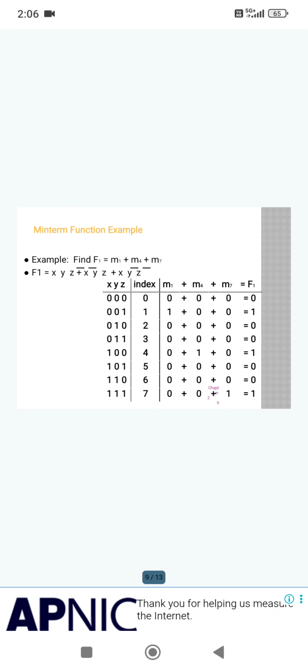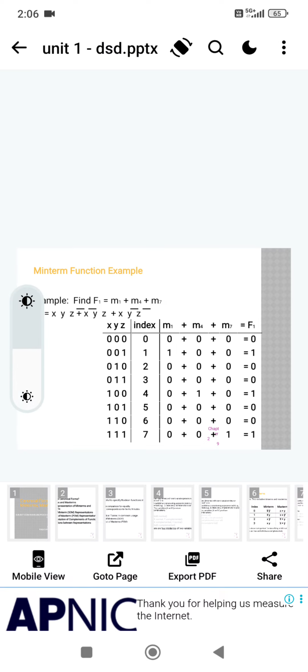Okay, for m1, this value is 0 0 0, so f is equal to 0. 0 0 1 means the first position is represented as 1, so m1 is 1 and the remaining are 0. The value is 1. Again they give 0 1 0, which means the second position is 1, so there is no second position.